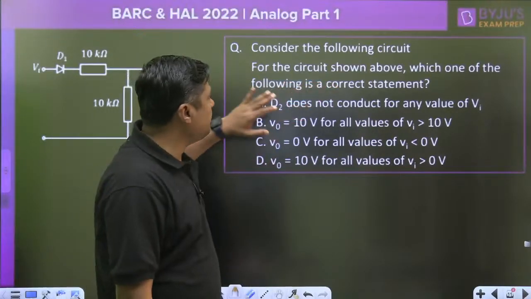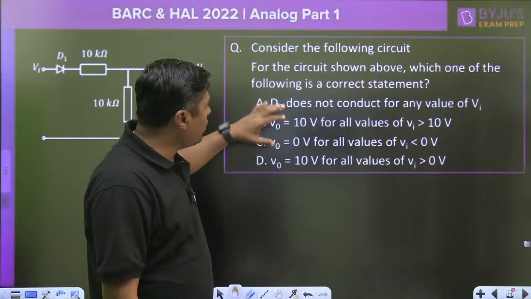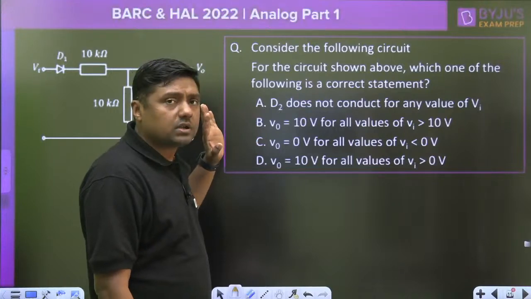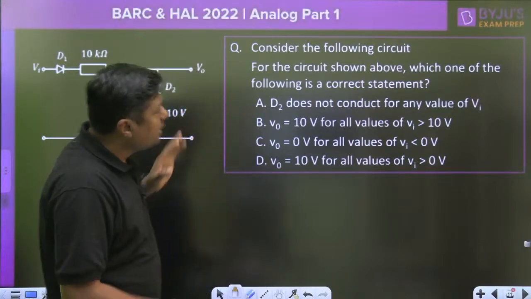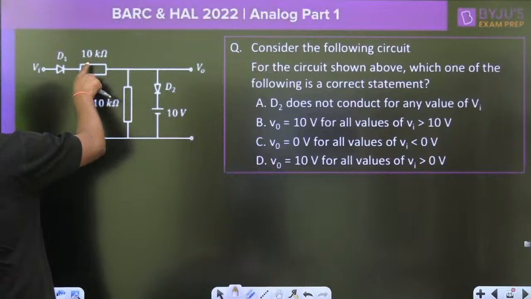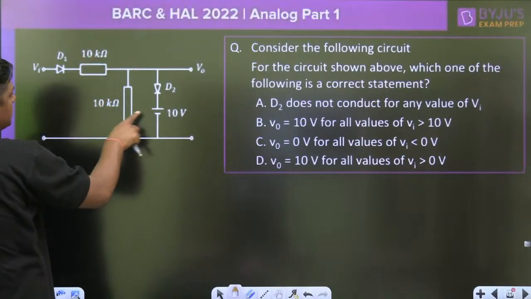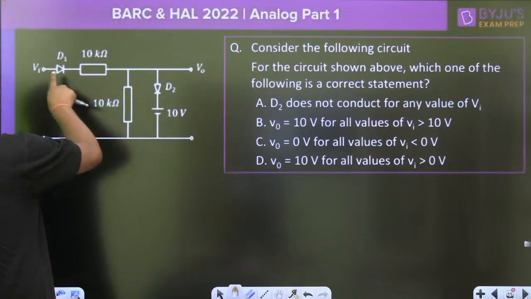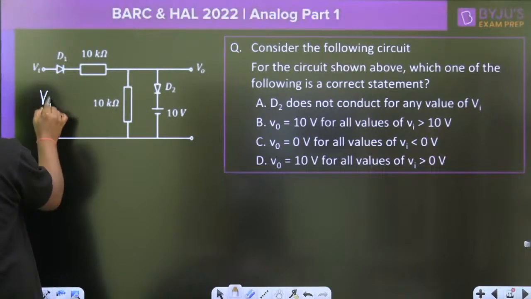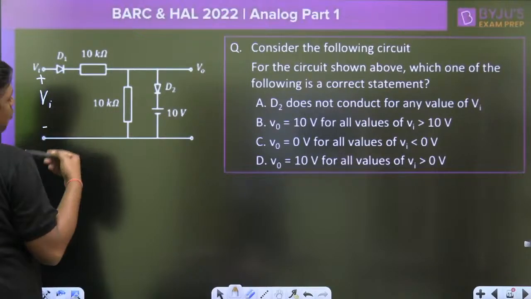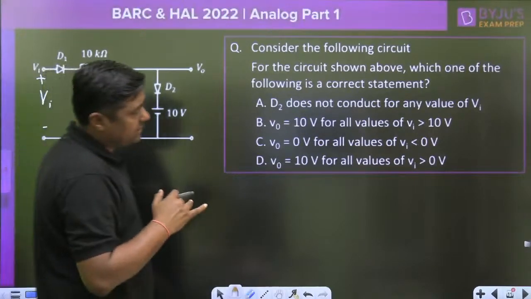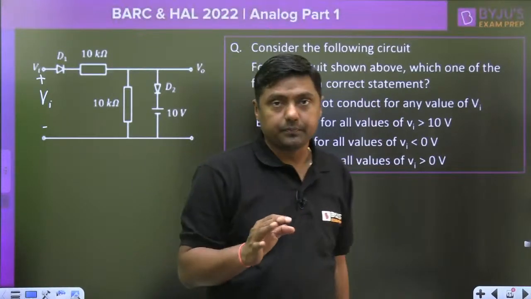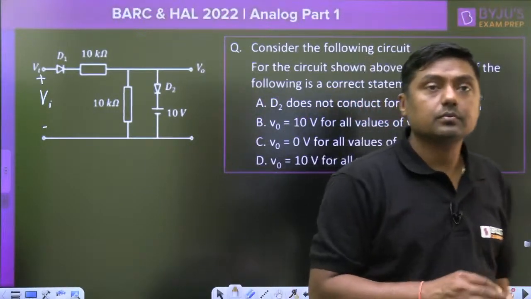Consider the following circuit. For the circuit shown below, which one of the following is the correct statement? D2 does not conduct for any value of the VI. Look, this is D2, this is D1. 10 kilo ohm, 10 kilo ohm resistors, and a 10 volt battery is connected. This is the 10 volt battery, 10 kilo ohm, D2, this is the D1. Here we are connecting the VI. Now which statement is correct? That is the question on clipper.